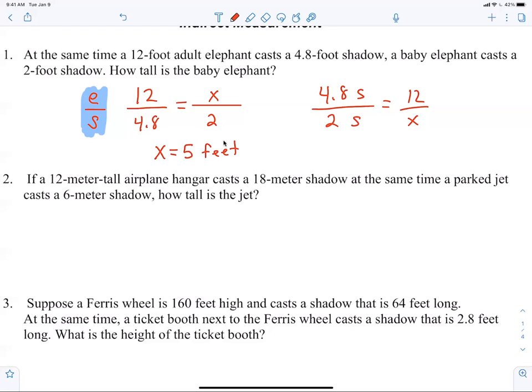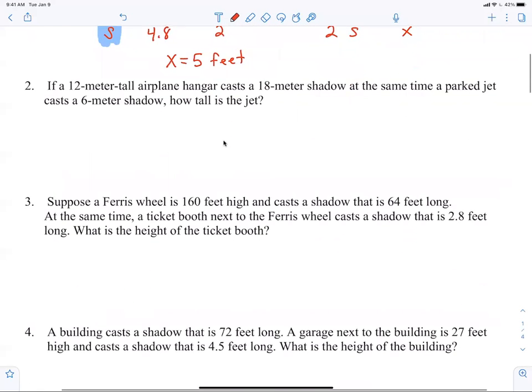Like I said, guys, I just don't think it's that bad. Everybody good? All right. Wilson, read me the next one. If a 12-meter tall airplane hangar casts an 18-meter shadow at the same time a jet casts a 6-meter shadow, how tall is the jet?